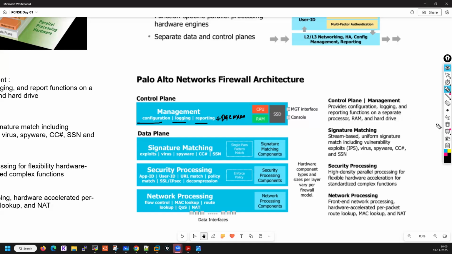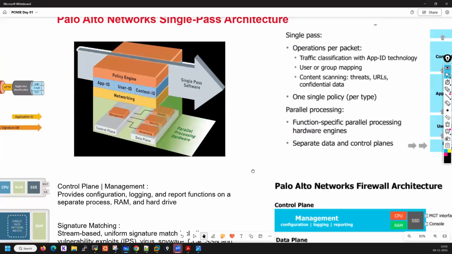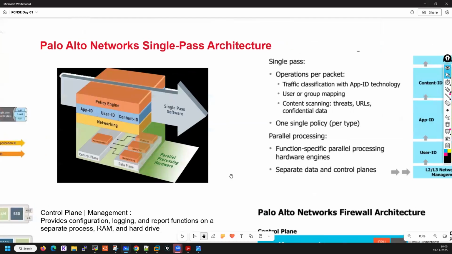Okay. Now, come back here. Apart from this management plane, this Palo Alto Firewall has a data plane. This is the data plane of your Palo Alto Firewall. This plane is known as the data plane of your Palo Alto Firewall. Now, what has Palo Alto done? Palo Alto has divided its data plane into three other planes: networking, security, and content.